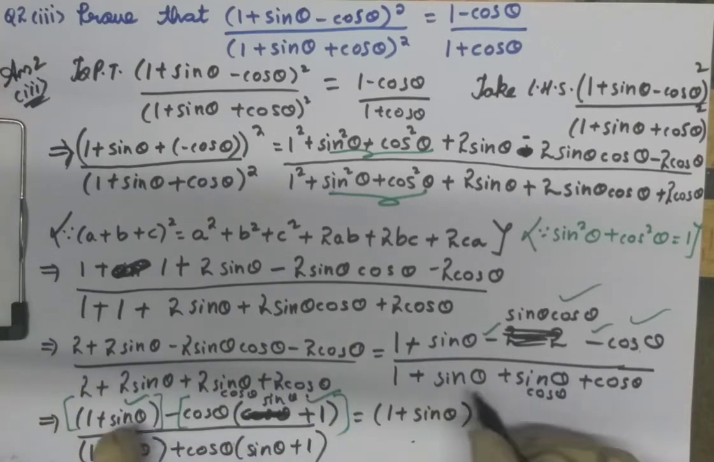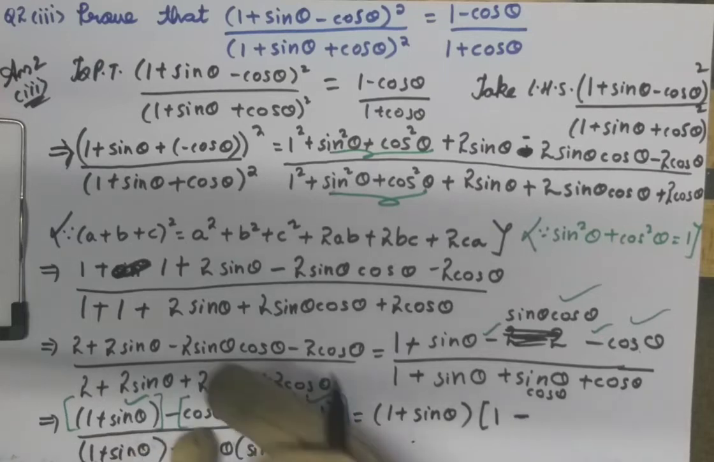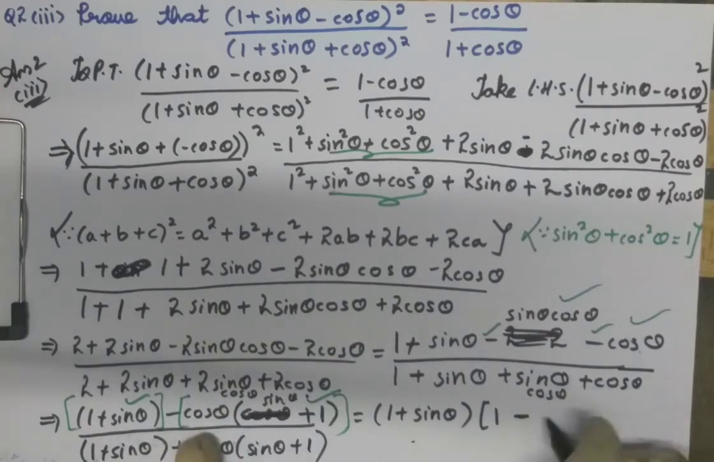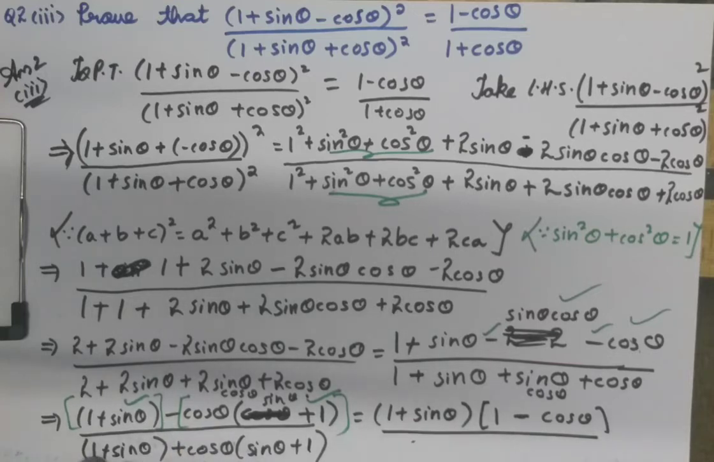Here only 1 is left. So 1 minus, already I'm taking 1 plus sin theta common. So what is left here? Cos theta whole divided by, here also if you observe, this is one bracket, 1 plus sin theta, and cos theta into sin theta plus 1 is another bracket, because here I have plus, is separated by both.